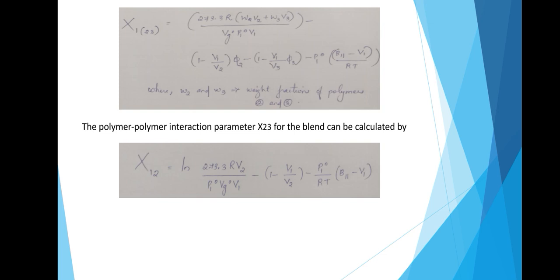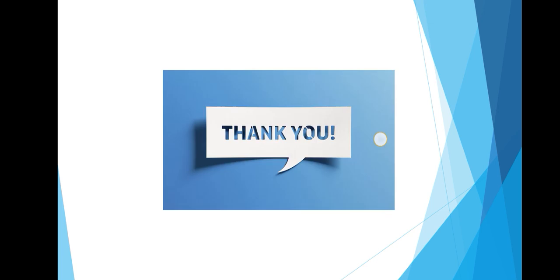So the polymer interaction parameter, that is X23 for the polymer blend, can be calculated by the equation below, that is X12 equal to ln 273.2 R V2 divided by P1^0 Vg^0 V1, minus (1 minus V1/V2), minus P1^0/RT into (B11 minus V1). We already know what V1 and V2 are, and what B11 is, as stated in the above equations. So this is all about the inverse gas chromatographic technique. Thank you.